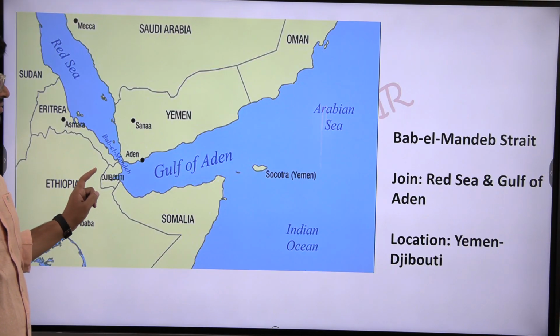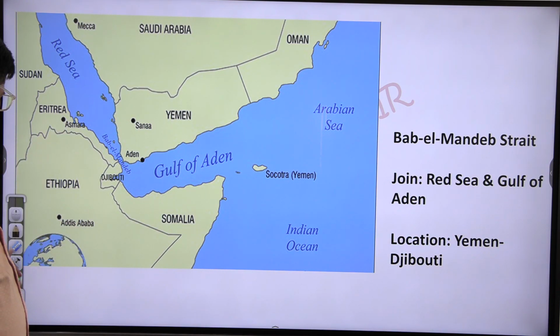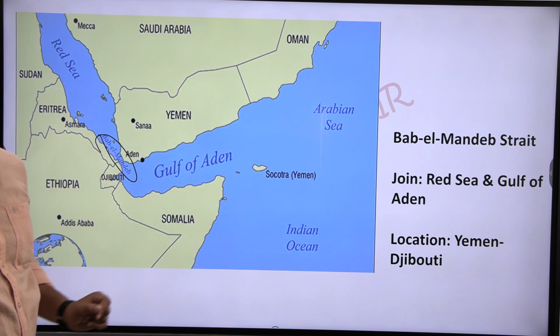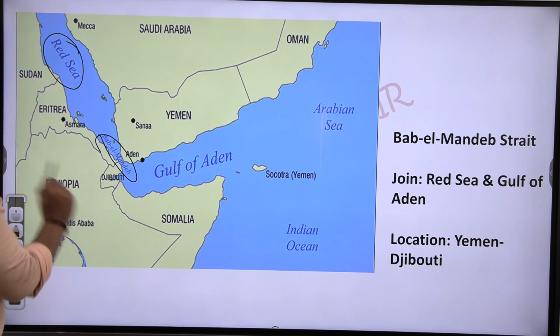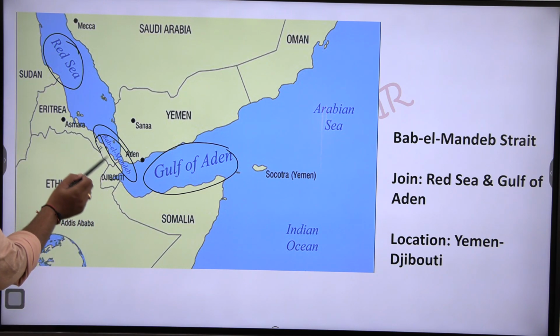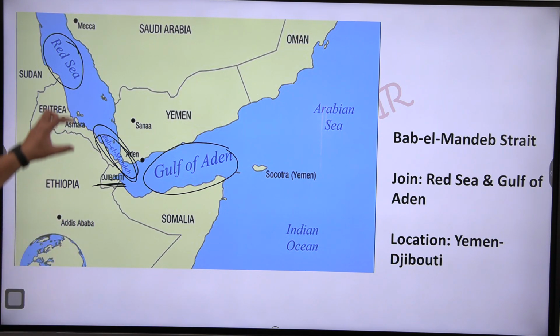Then Strait of Bab-el-Mandeb. It connects the Red Sea and Gulf of Aden. Just north of Somalia, you have the Gulf of Aden, and you have your Red Sea. So the Red Sea and Gulf of Aden are connected by Bab-el-Mandeb. That is close to which country? Djibouti.